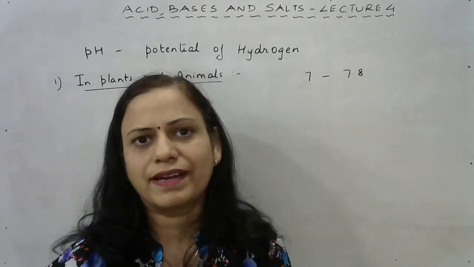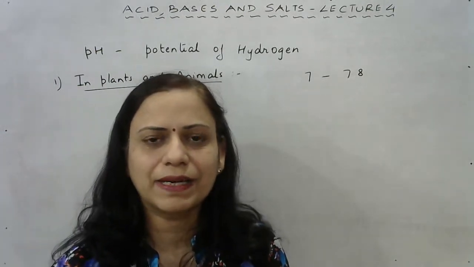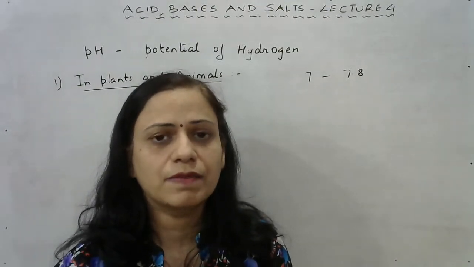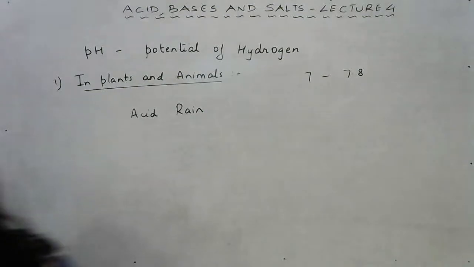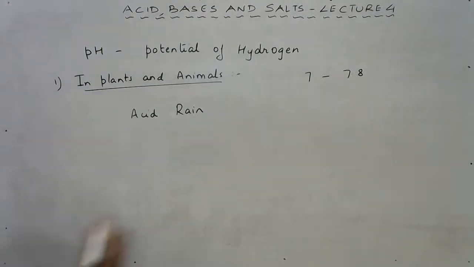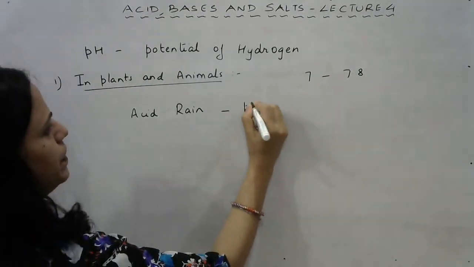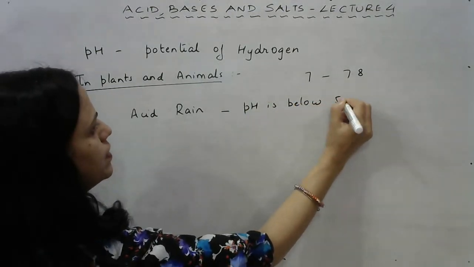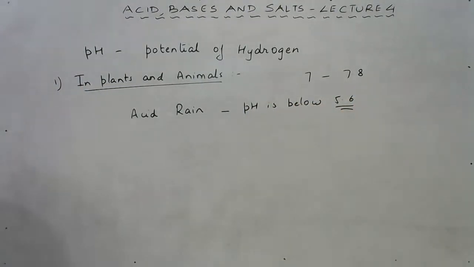So rain is always slightly acidic, but slightly acidic rain is not acid rain. It is termed acid rain only if the pH falls below 5.6. If the pH is below 5.6, then it is known as acid rain.